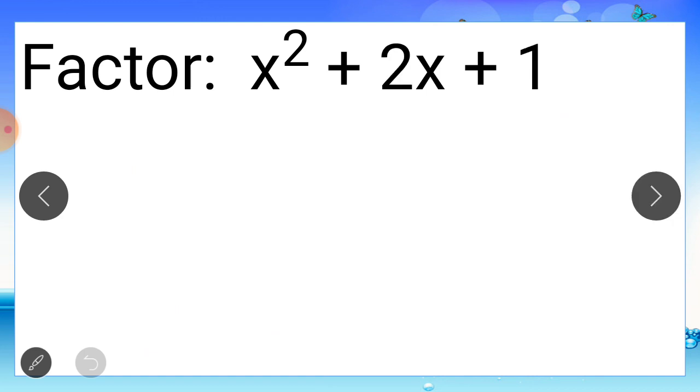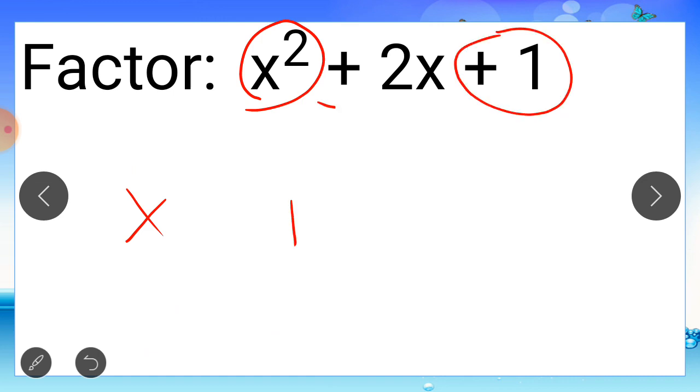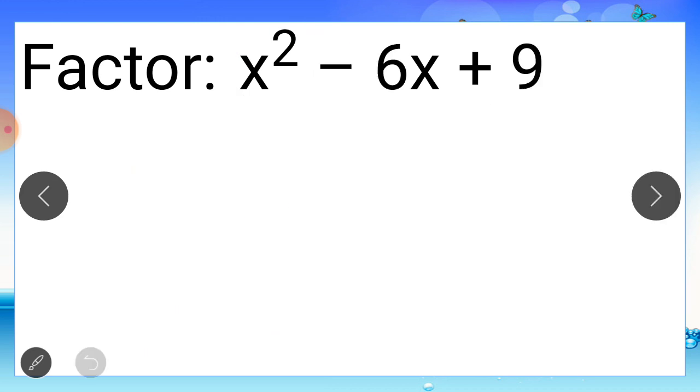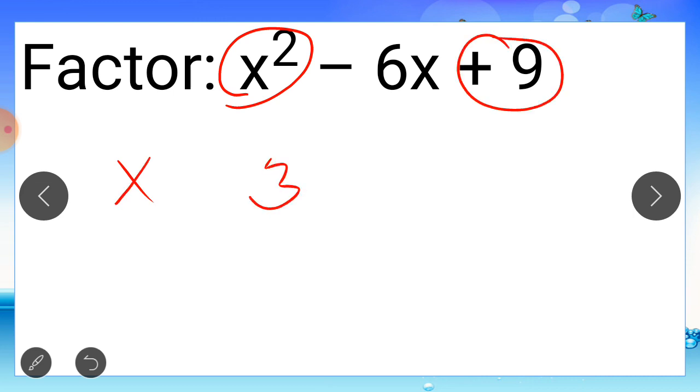Next. This one, the square root of x squared is x. The square root of 1 is 1. Sign of the middle term positive. So x plus 1 squared, or x plus 1 times x plus 1. Next, square root of the first term, x. Square root of the last term, 3. Sign of the middle term, negative. Then square. x minus 3 times x minus 3 equals x squared minus 6x plus 9.